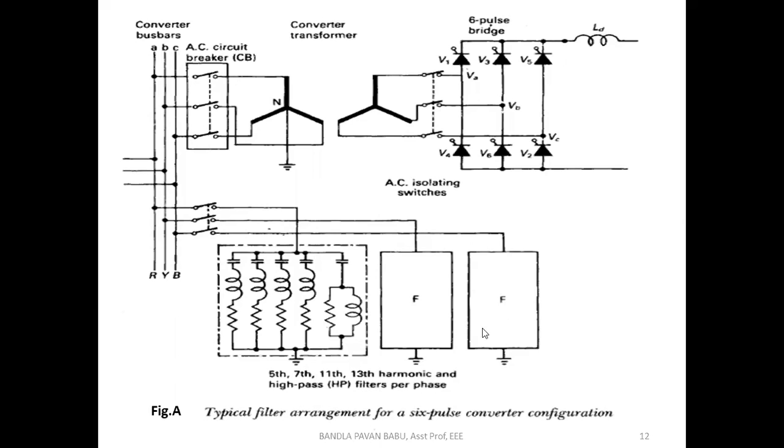High pass filters, as I said before, are for very high orders, from 17, 19, 21, 23 and so on, up to around 40 to 50 harmonics. For all those harmonics, we commonly prefer this type of filter. For each individual harmonic we do not need to design a filter. Only for these particular harmonics are we placing individual filters.